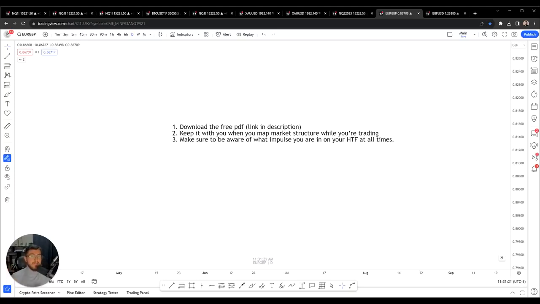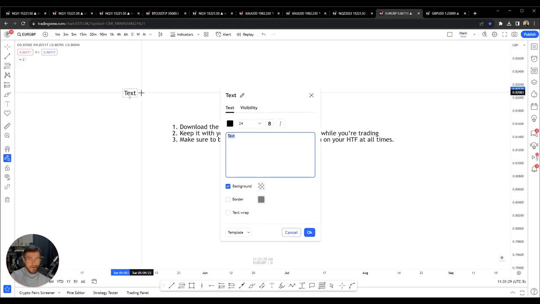And number 3 is just to make sure you're aware of what impulses you're in on the higher time frames at all times. You can even get watermark indicators on TradingView or use the text tool to just keep it in front of you, right? Being aware of things and just making it easy to do the right thing is always a win in my eyes.